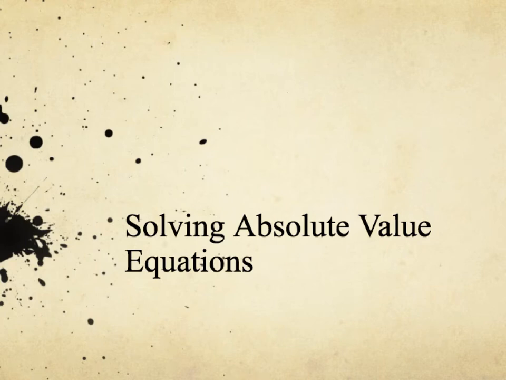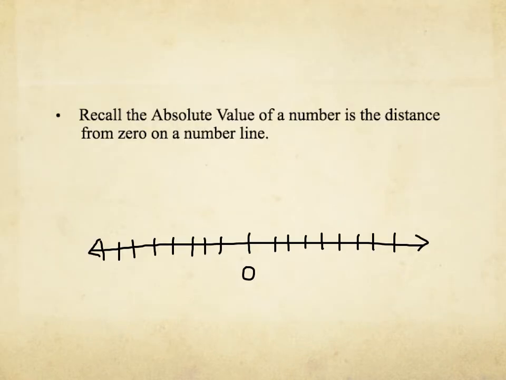Today we're going to be solving absolute value equations. Recall the absolute value of a number is the distance from 0 on a number line. The last video that you watched talked about the absolute value of x equals 5. In that example, it talked about how the absolute value of x can be positive or negative, because it's the distance from 0.